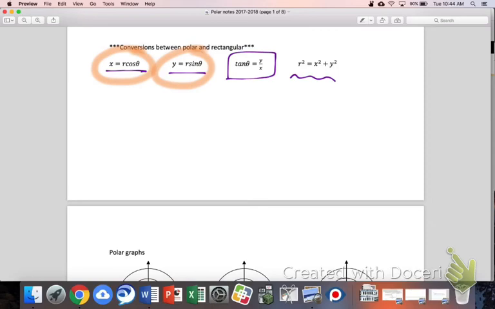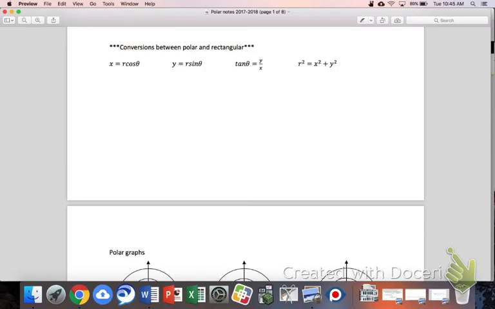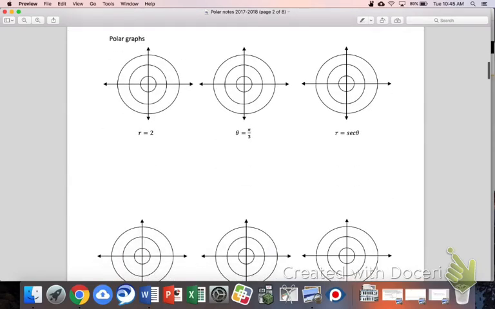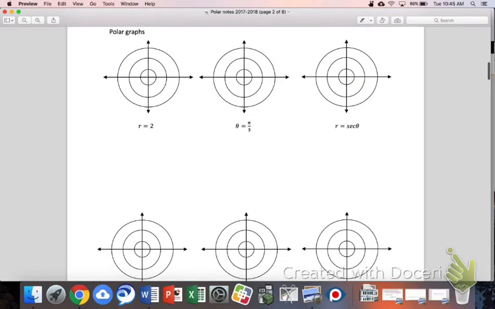Okay, let's take a look at a few graphs here before we wrap this up for today. Polar graphs, beautiful. We'll try to get through several of these.